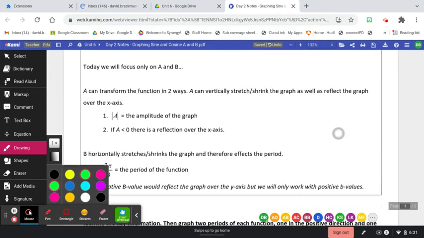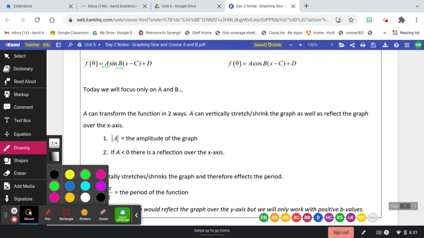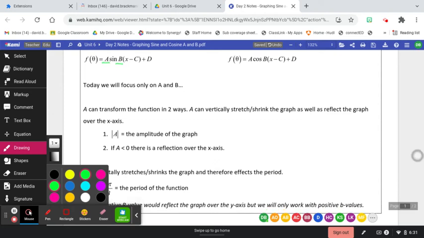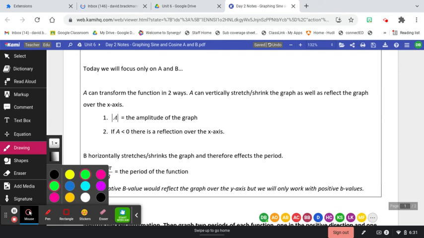Okay, so here's what the A does. Think about it. If you have a number outside of the function, in front of the function, typically what that does is it vertically stretches or shrinks the graph. So what that's going to do is affect the amplitude of the graph. Whatever we see in front of the function ends up being the amplitude. The only thing is, the reason I have the absolute value there is because if A is negative, it doesn't affect the amplitude. That does a reflection. So really A can do multiple things.